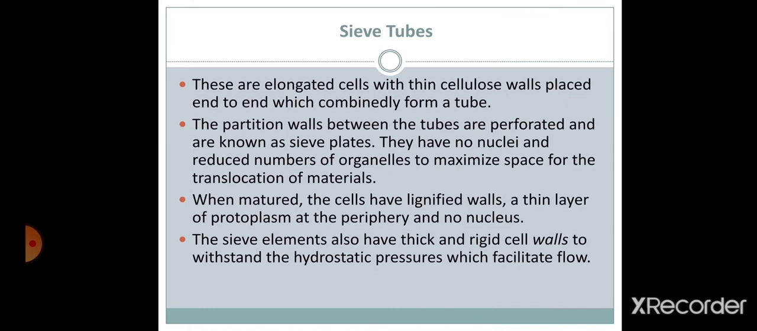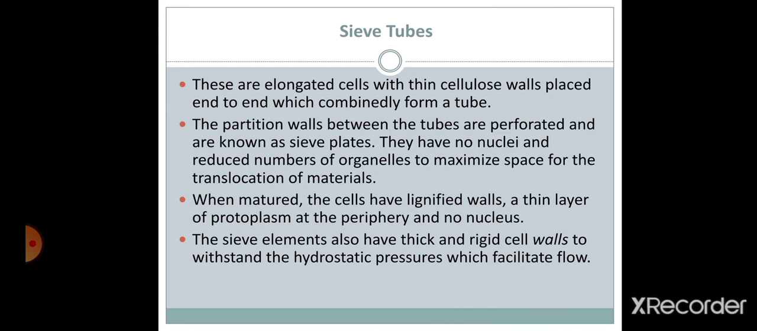So the sieve cells are narrow, elongated cells with tapering ends. These cells have sieve areas. Okay, sieve areas means perforated areas throughout the lateral walls and the end walls. They occur in pteridophytes and gymnosperms where they are arranged end to end in the longitudinal axis of the plant. The sieve tubes resemble xylem vessels in the beginning, tube-like structures. They occur in the angiosperms and form the main phloem elements.